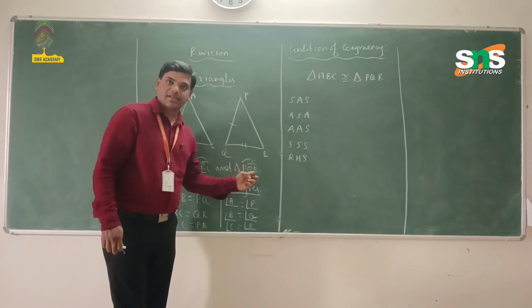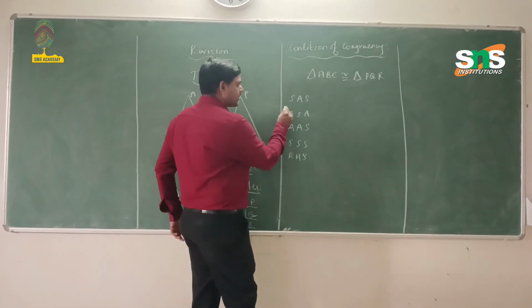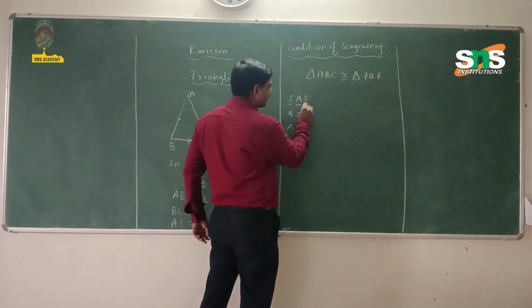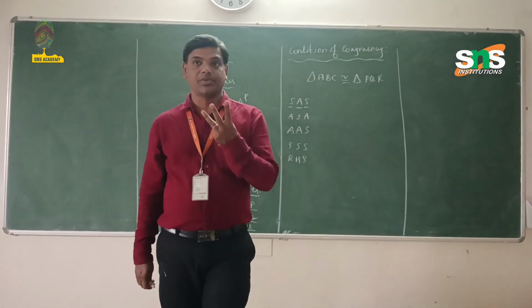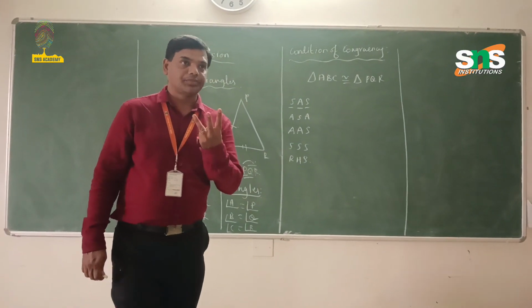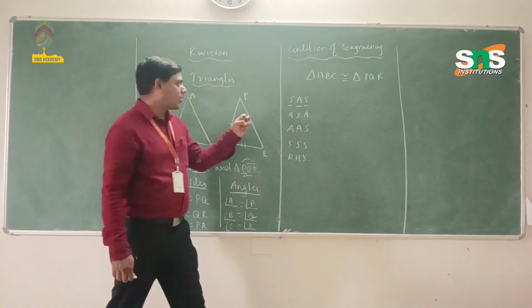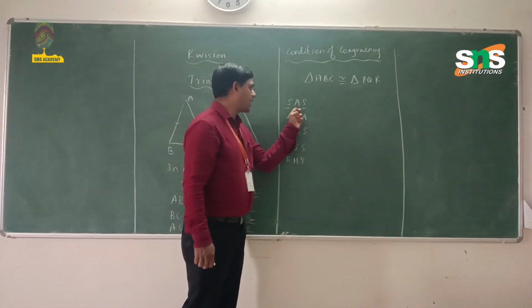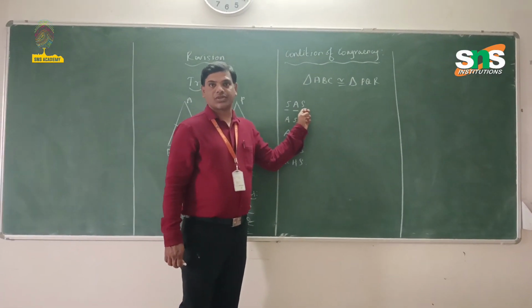After proving the sides, here you just see how many things are there? 1, 2, 3. So we need only 3 terms to prove congruency. With the 3 terms, what we do is we need one side, one angle, one side. So this is the way we have to check.